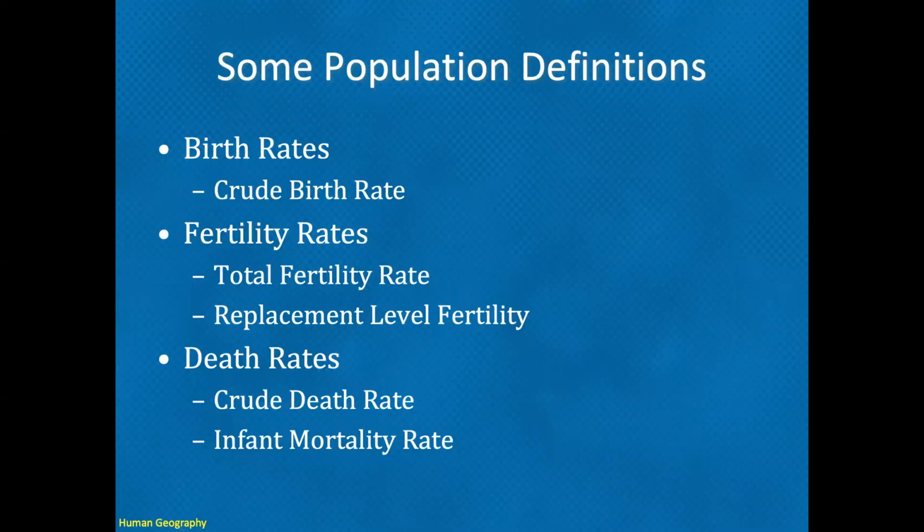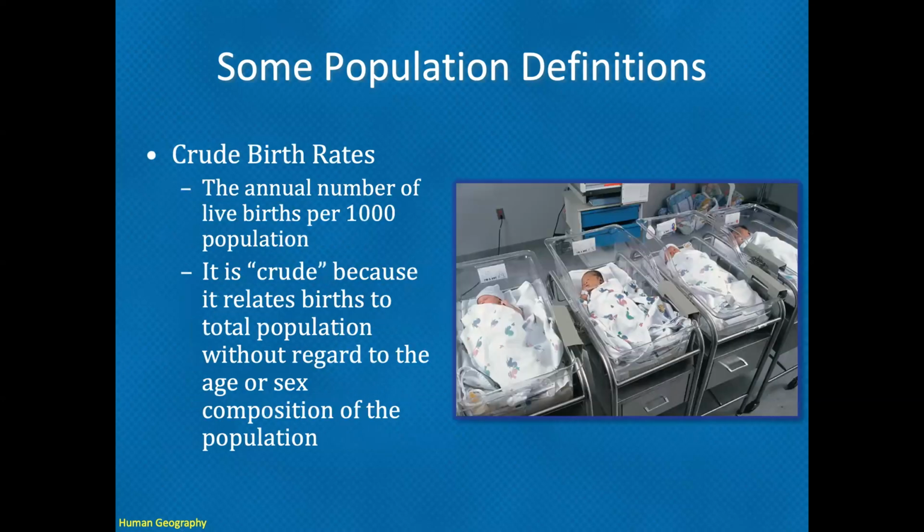So let's look at some of the definitions and some of the lingo and language of population. Crude birth rate, probably the most simple one. So it's the idea of number of births per 1,000 people. It is considered crude because it relates to the total population without regards to the age or sex composition of the population. So that's crude birth rate.